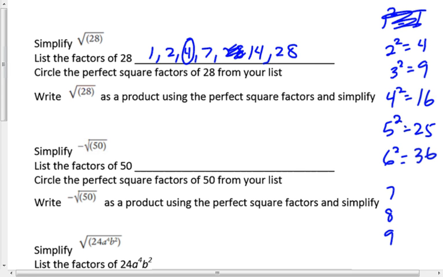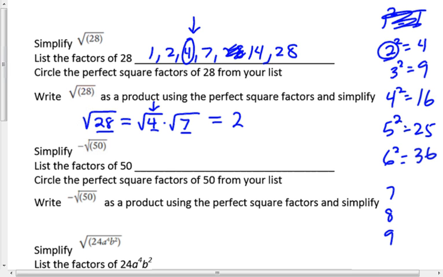So once I know the perfect square factor 4, I'm going to rewrite the square root of 28 using that. So, the idea that I just looked at here, the square root of 4 times the square root of 7, 4 times 7 is 28, right? Now, the reason I did that is because this number right here, I can write as 2. So I can have a whole number there. So the only irrational part of this number is the square root of 7. So that's my final answer.